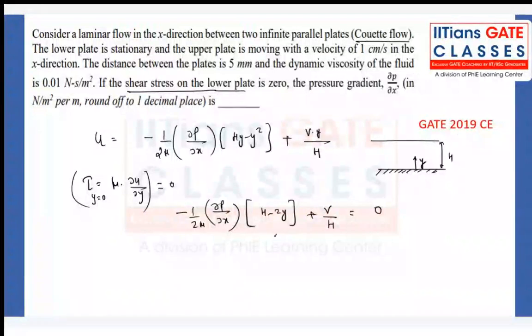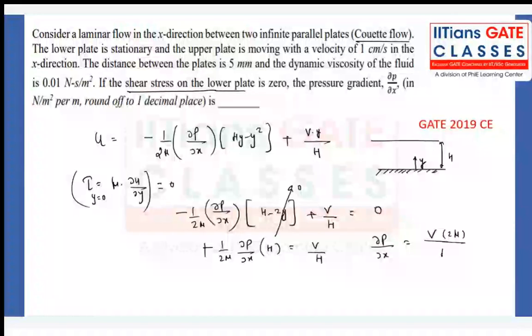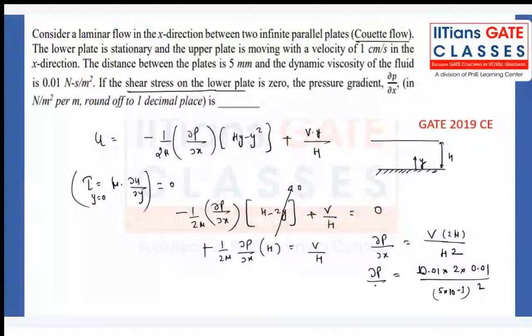And we have to keep y equal to 0. So what will we be getting? Minus 1 upon 2 mu... that is 0.01, 0.01, 5 into 10 power minus 3 whole square. That is the value of dou p by dou x.